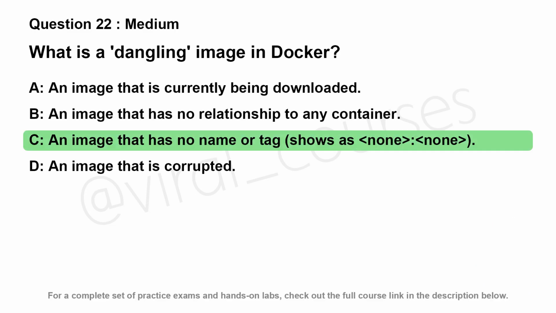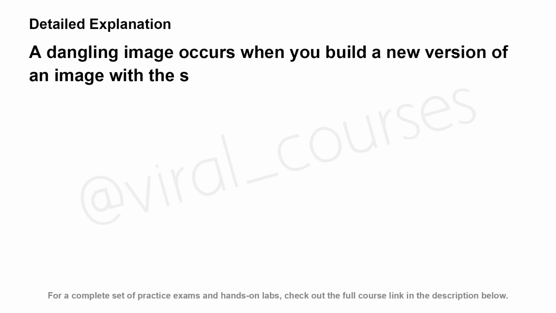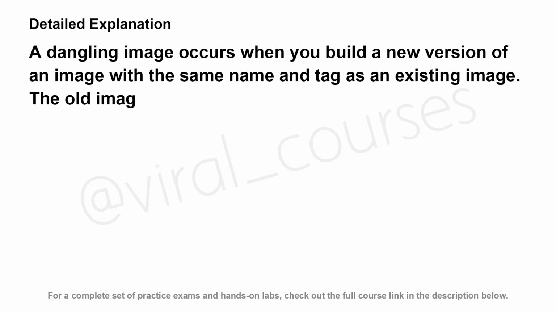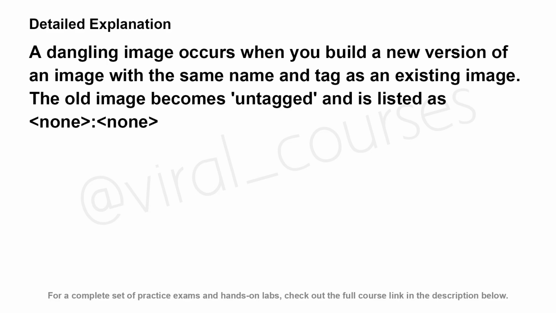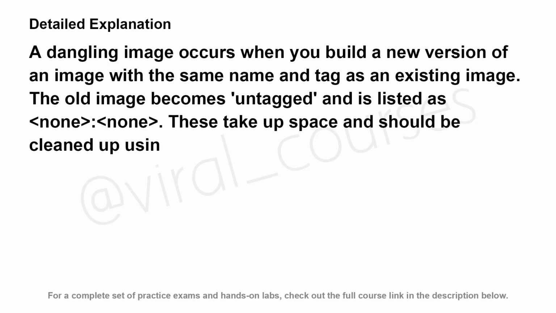The correct answer is C. A dangling image occurs when you build a new version of an image with the same name and tag as an existing image. The old image becomes untagged and is listed as <none>:<none>. These take up space and should be cleaned up using docker image prune.